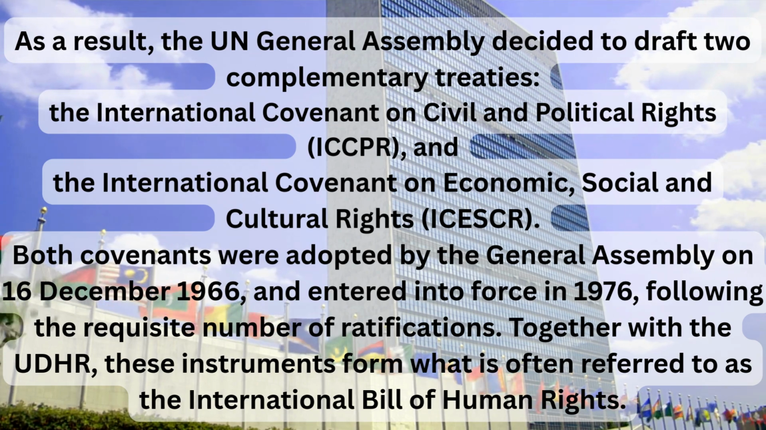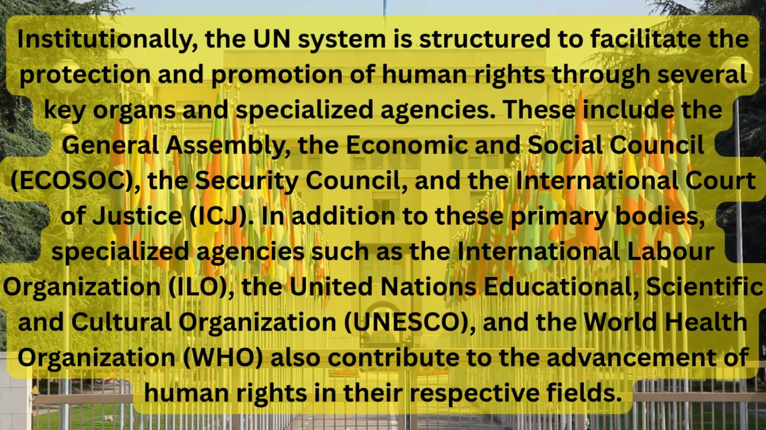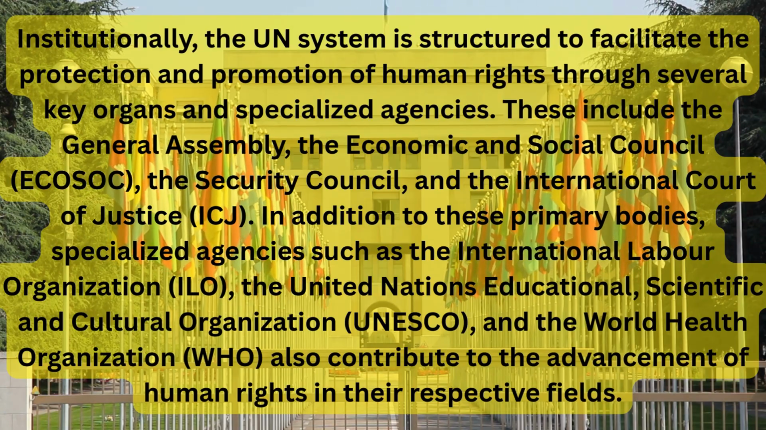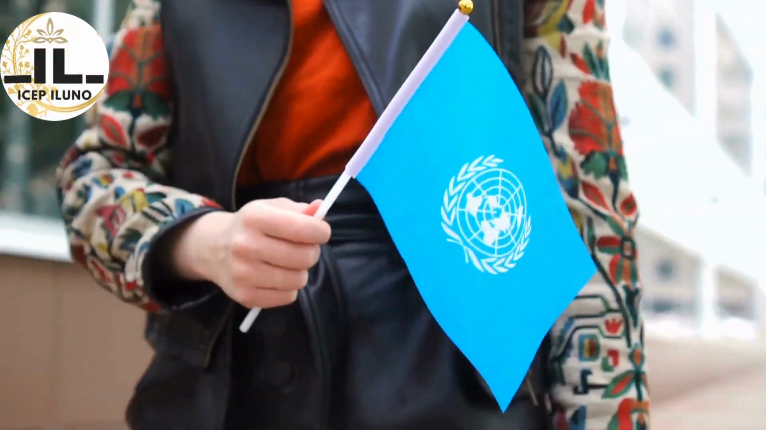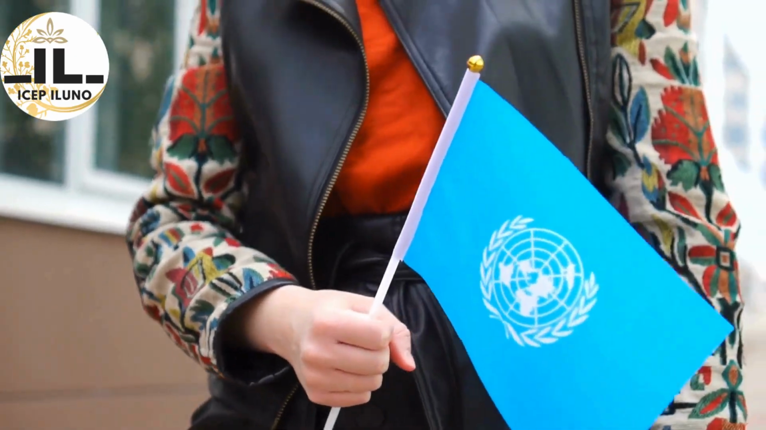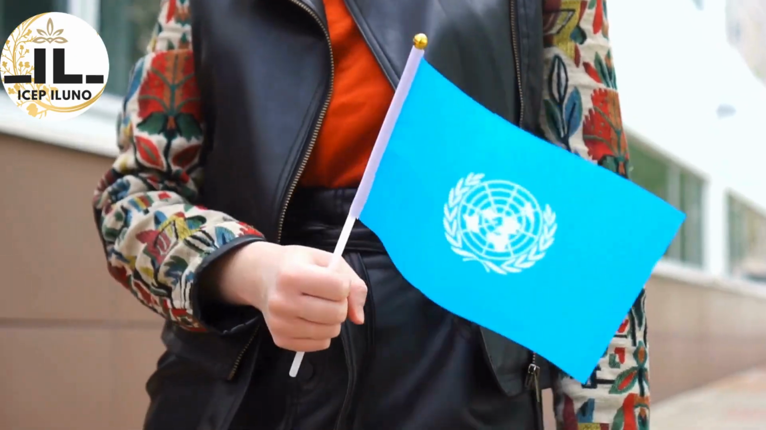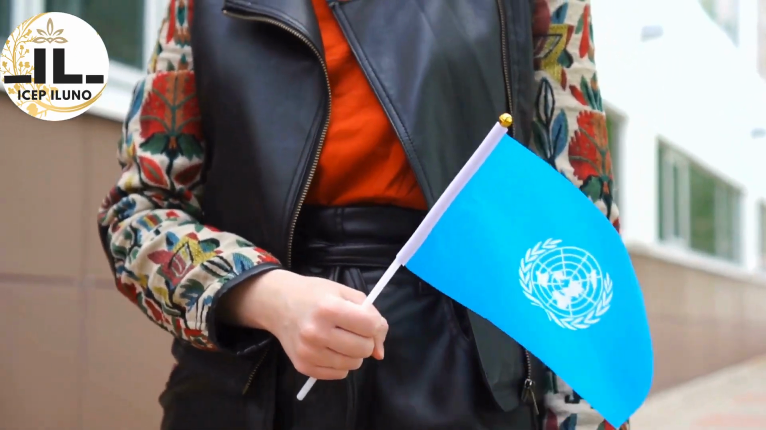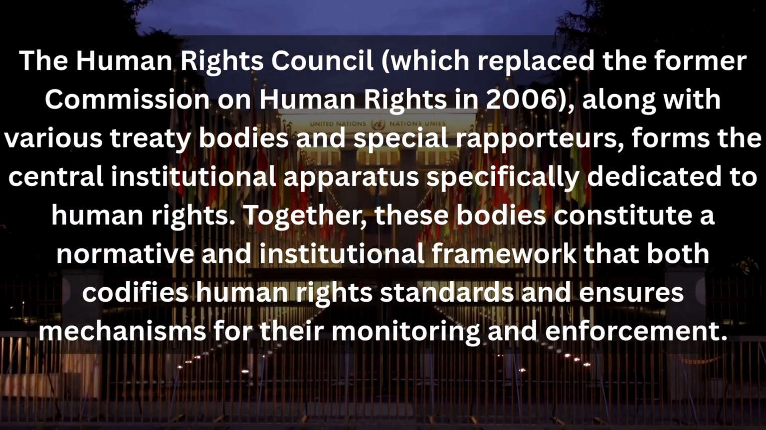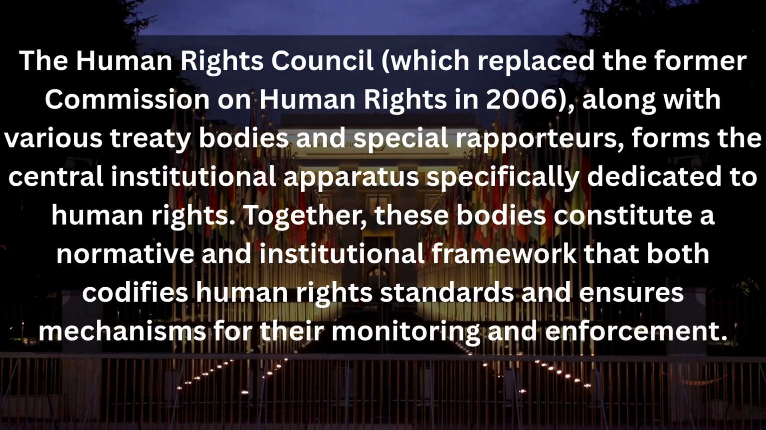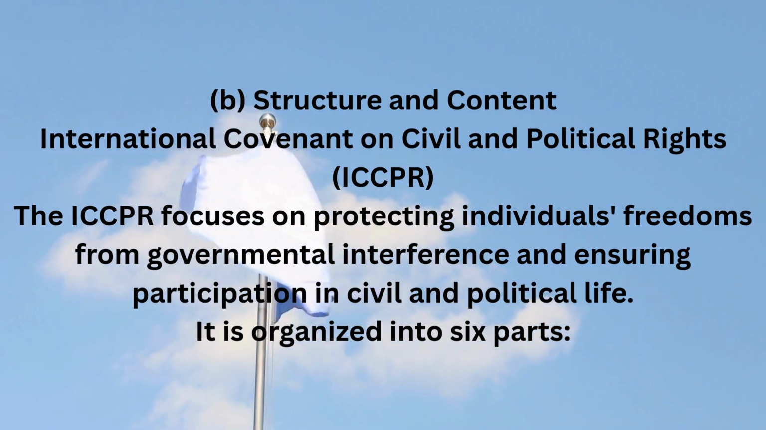unattainable. As a result, the UN General Assembly decided to draft two complementary treaties, the International Covenant on Civil and Political Rights, ICCPR, and the International Covenant on Economic, Social and Cultural Rights, ICESCR. Both covenants were adopted by the General Assembly on 16 December 1966, and entered into force in 1976, following the requisite number of ratifications. Together with the UDHR, these instruments form what is often referred to as the International Bill of Human Rights. B. Structure and content.